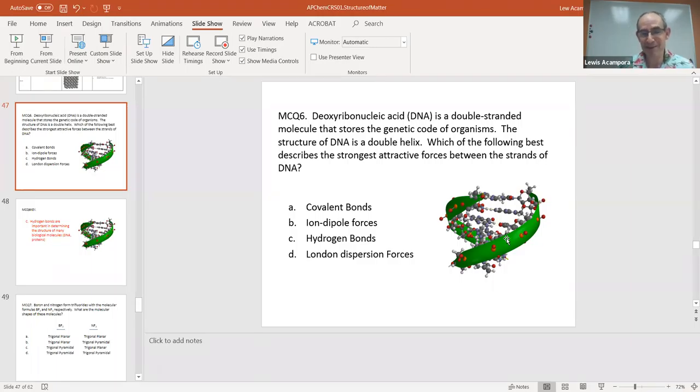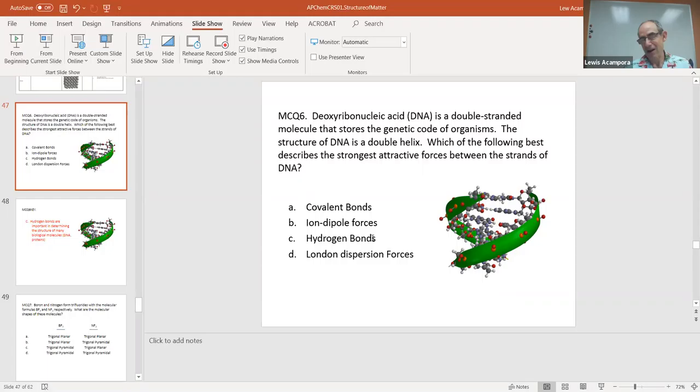Anyway, back to chemistry. What are the strongest attractive forces between the strands of DNA? And you're given these choices. Covalent bonds would be incorrect because we're looking for intermolecular forces. Covalent bonds are important between the atoms within a single strand of DNA, but certainly not here. Ion-dipole force is also incorrect.